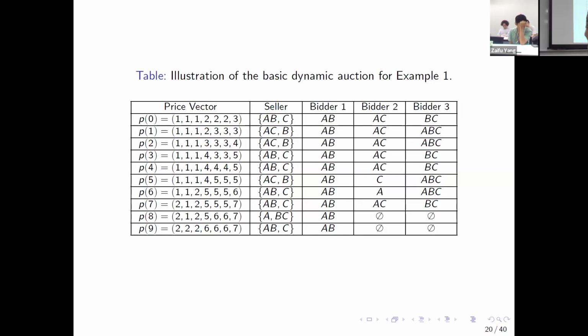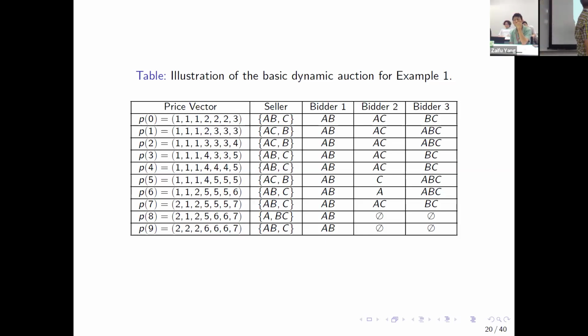Okay, now here, this step, now, so AB is not in the supply set, so we need to increase the price AB. So we have this one. Now, there's no over demand anymore.